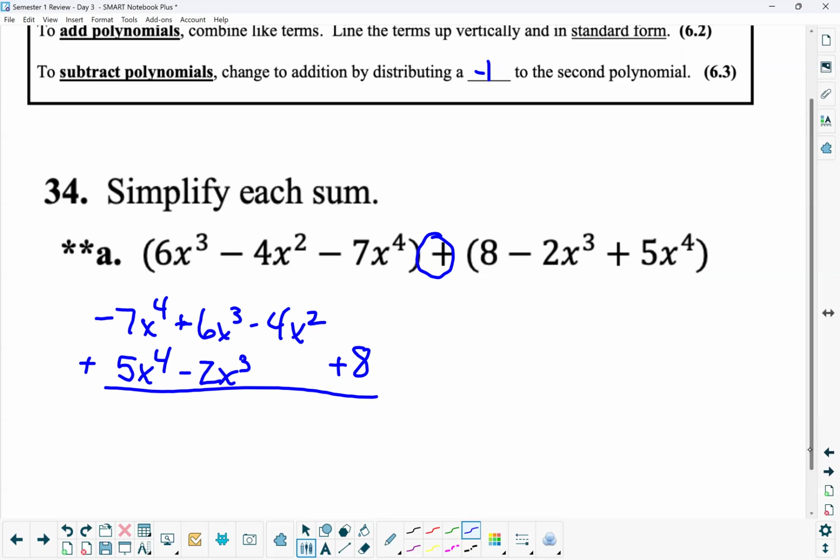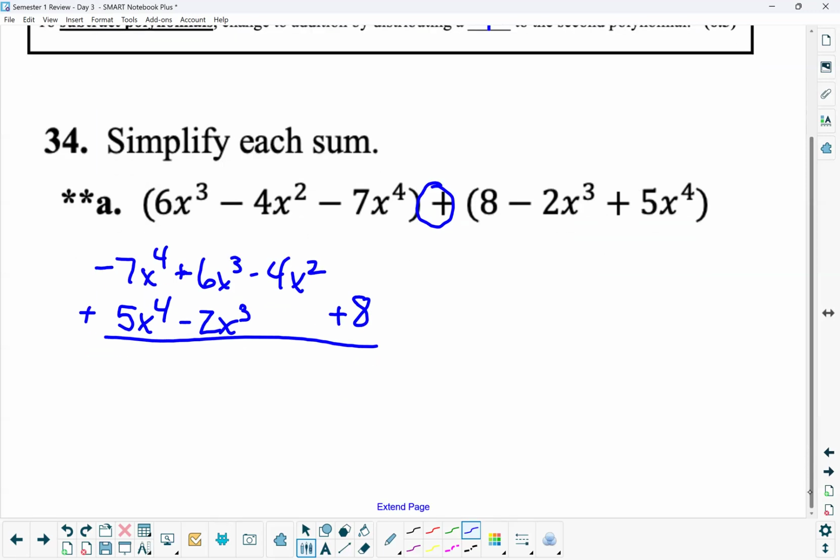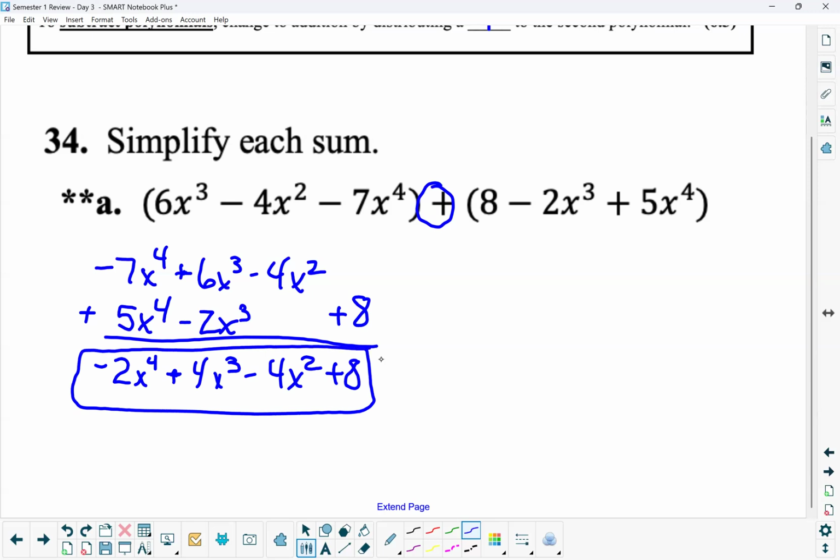Once I have the like terms lined up, I can add or subtract the numbers in front. So -7x to the 4th plus 5x to the 4th, -7 plus 5 is -2, and we leave it as x to the 4th. 6x to the 3rd plus -2x to the 3rd, 6 plus -2 is +4, x to the 3rd. -4x squared plus nothing is -4x squared. Nothing plus 8 is 8. And there is my answer in standard form.